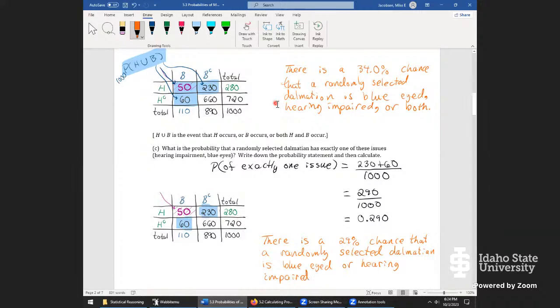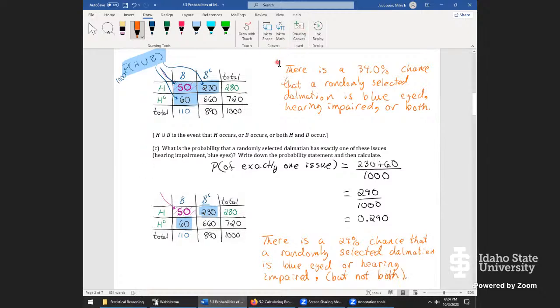And if you stopped right here, that wouldn't be terrible in all honesty, because if you say this Dalmatian is blue-eyed or hearing impaired, a lot of people hear that and think, well, it's one or the other, but not both. That's how the or is usually used in ordinary speech. But here, we ought to be really specific about this and actually say, but not both.